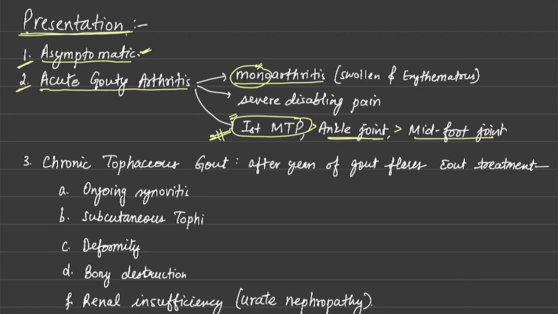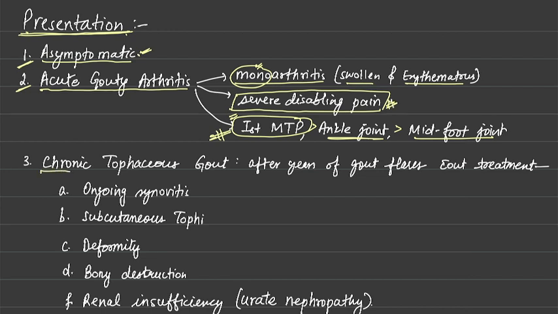If you see, the joint will be very tender. The patient will not allow you to touch the joint. It is swollen, obviously, and it is erythematous. It is warm at the place where there is inflammation. The patient will have severe disabling pain. He will say that this is the worst pain of my life. I cannot even walk. So, a very painful condition, acute gouty arthritis.